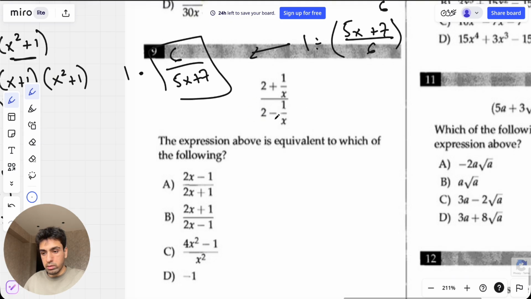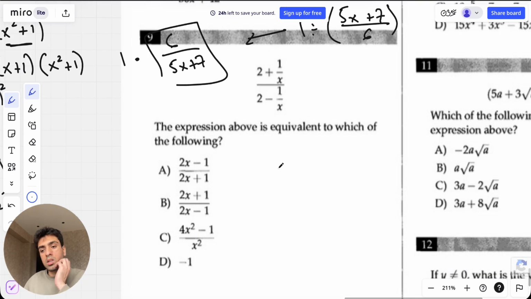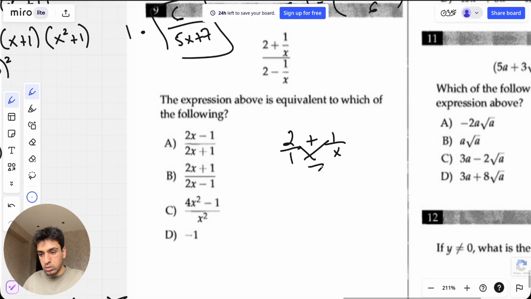Question 9, we have this expression. So let's solve this. Let's solve the numerator first. Now 2 plus 1 over x. If you have a whole number, you can write this as 2 over 1 to find the common denominator. Again, you'll have to cross multiply this with this, and then their product. So 2 times x is going to be 2x. 1 times 1 is going to be 1, divided by x times 1, which is x. So that's the numerator. We're done with this.